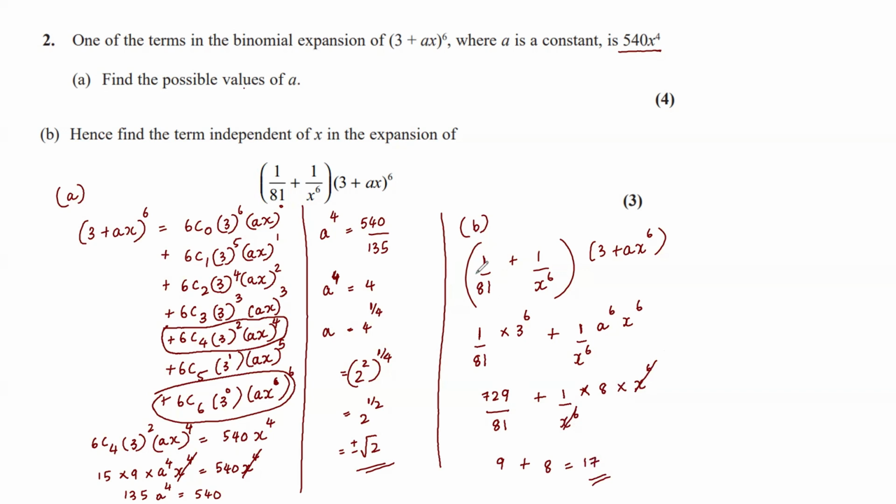So here in the B part, we just have to find out the independent term of x. 1 by 81, when you multiply with the first term, you will get an independent term of x. Similarly, 1 by x^6, when you multiply it with the last term, you will get an independent term of x. You just have to add them both. So 3^6 over 81 is 9 and root 2 to the power of 6 is 8. So 9 plus 8 is 17, which will be your final answer.